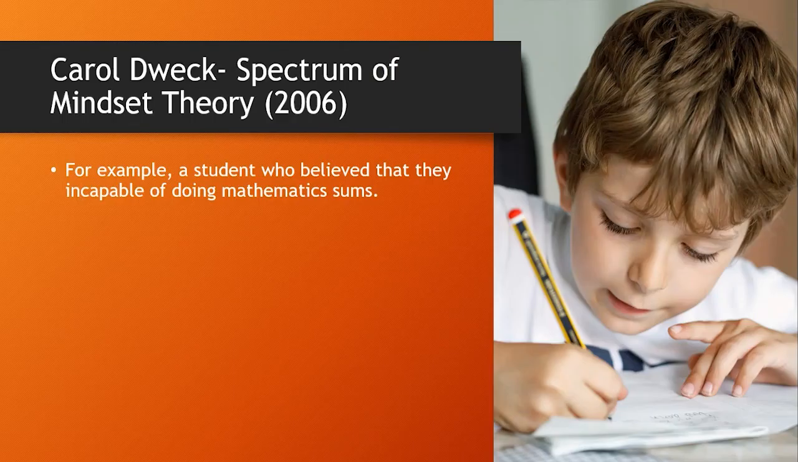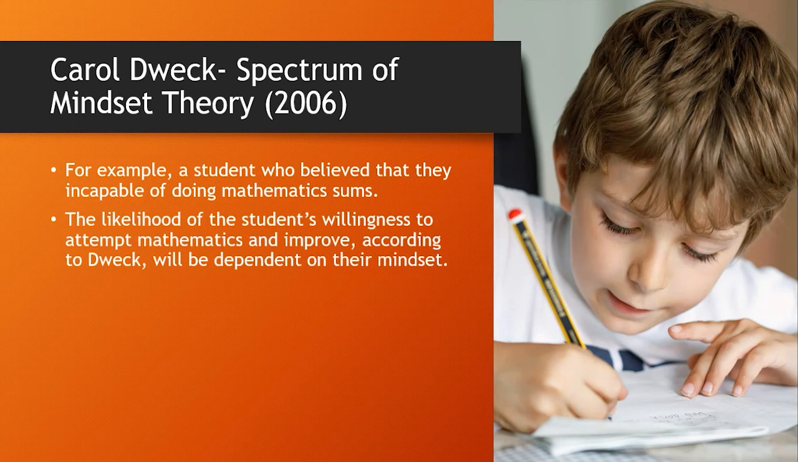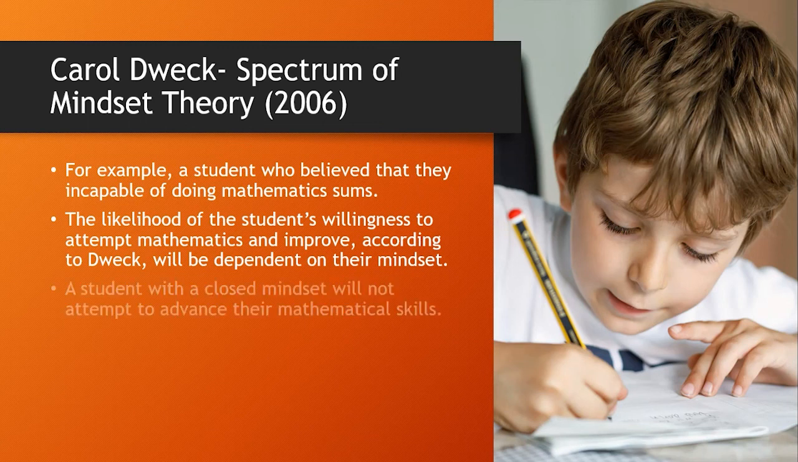An example of a mindset could be a student who believes that they are incapable of doing maths sums. The likelihood of the student's willingness to attempt maths and improve, according to Carol Dweck, is dependent on the mindset. So a student with a fixed mindset or a closed mindset will not even attempt the advanced math skills. They think, look, what's the point of attempting the higher one when I know what I can do and this is what I can do?